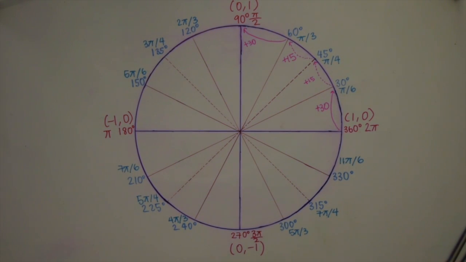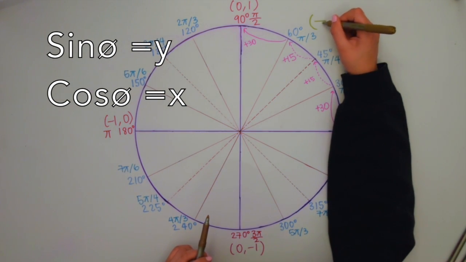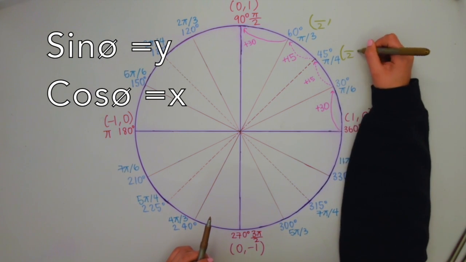Now, the other coordinates are not going to be whole numbers like the major ones were. One of the tricks that we can use to memorize the other coordinates is that all of them have a denominator of 2. So that'll make things a lot easier.